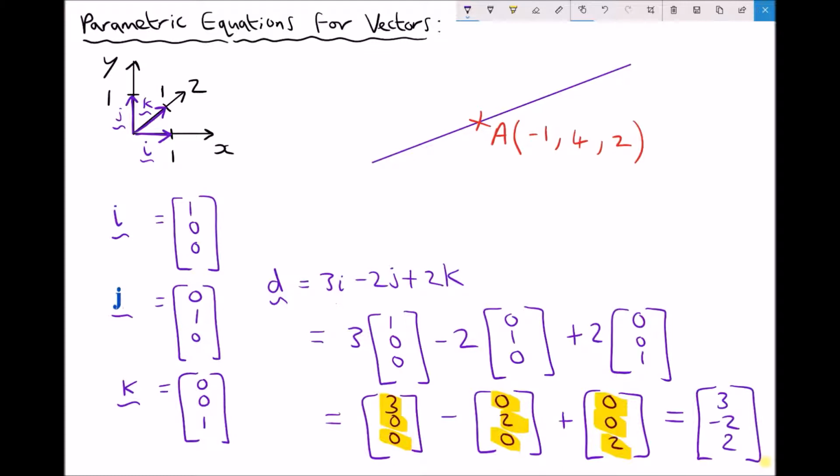Now, if we compare that to the original direction vector, we can see 3i, or 3 in the x direction, minus 2j, or minus 2 in the y direction, plus 2k, or plus 2 in the z direction. So in actual fact, to jump directly from this to this is very straightforward. It just provides us with an alternative means of notation.